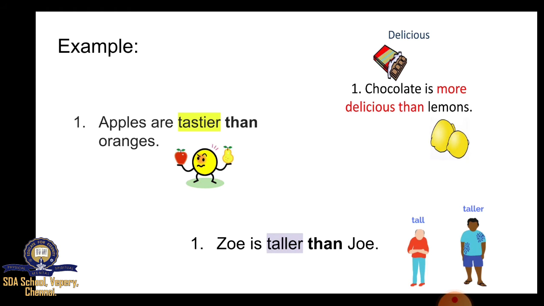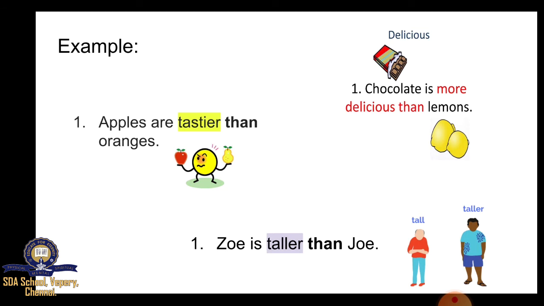So here tasty ends with y. So we add the suffix ier. Second, chocolate is more delicious than lemons. So here also we are comparing chocolates to lemons. And here it is more than 3 syllables. So you add more. Chocolate is more delicious than lemons. When you add than, it's comparative. Finally, Zoe is taller than Joe. Here when you compare between Zoe and Joe, and tall is one syllable, so you add an er to it. So you say Zoe is taller than Joe.